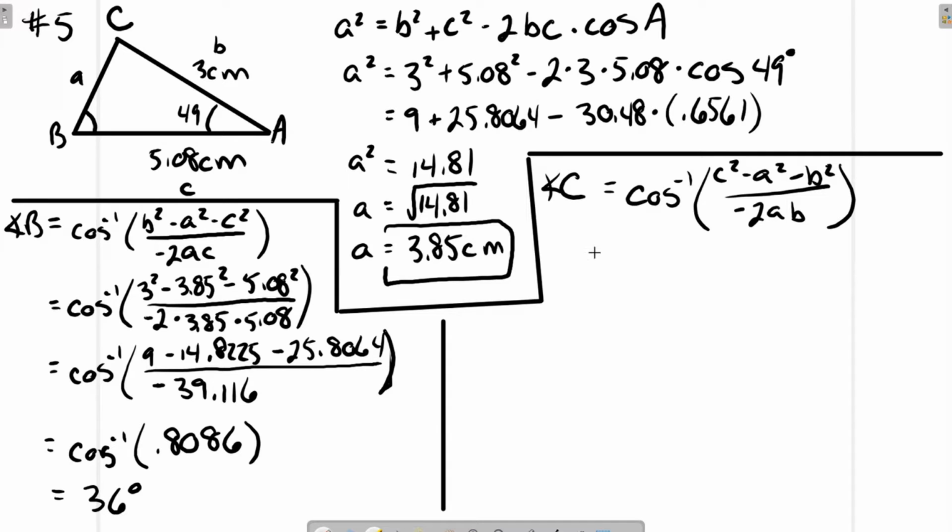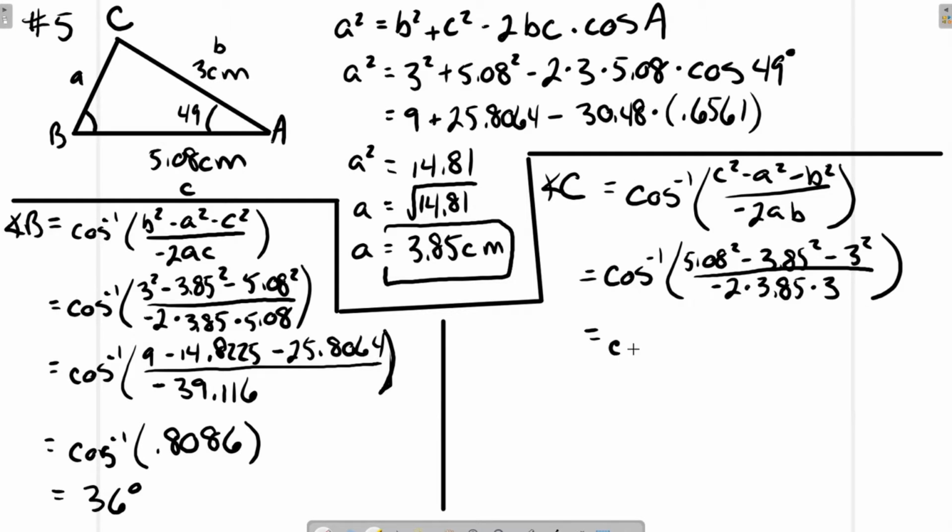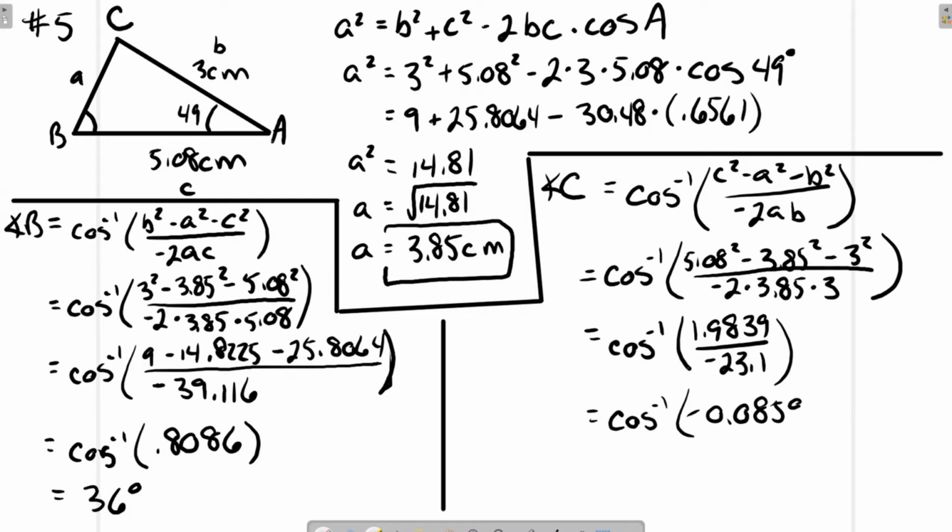And now I can go ahead and put in all the values. Arc cos of 5.08 squared minus 3.85 squared minus 3 squared. All of that divided by negative 2 times 3.85 times 3. Gives us the arc cos of 1.9839 divided by negative 23.1, which is the arc cos of negative 0.0859. And if you put that in your calculator, you should end up with 95 degrees.